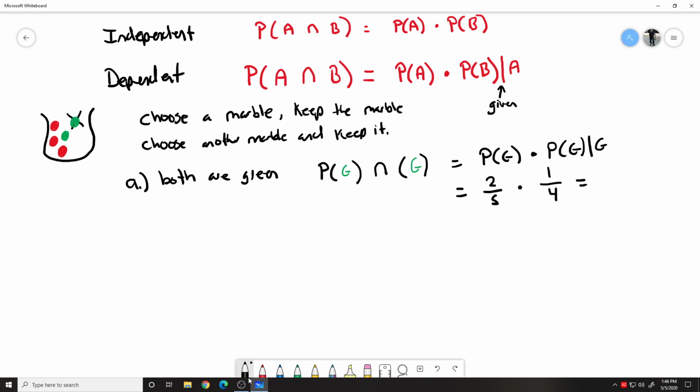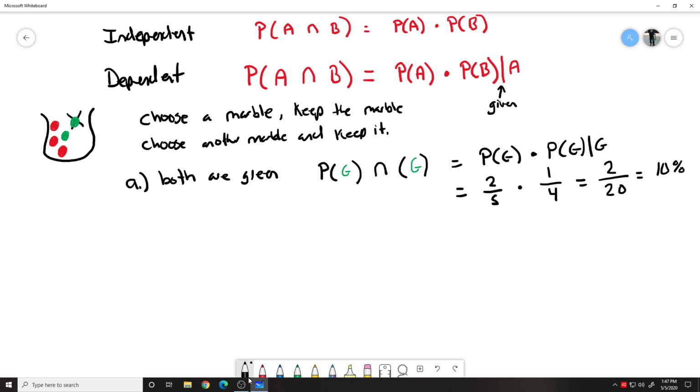So let's see what that works out to. 2 times 1 is 2, and 5 times 4 is 20, right? Now, like I said, I'm not so worried that you can reduce fractions. This one's easy, that's 1/10. But if you just mash it in your calculator and get the percentage, that's what I'm after. If it's 1 in 10, that is a 10% chance. So you have a 10% chance of getting 2 green marbles.